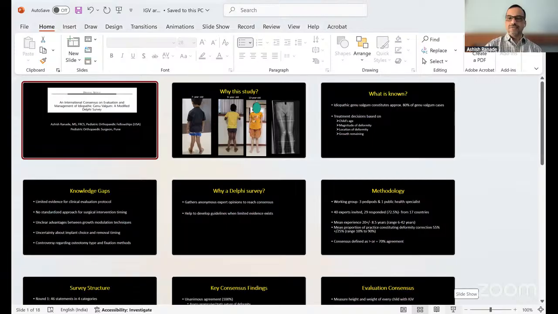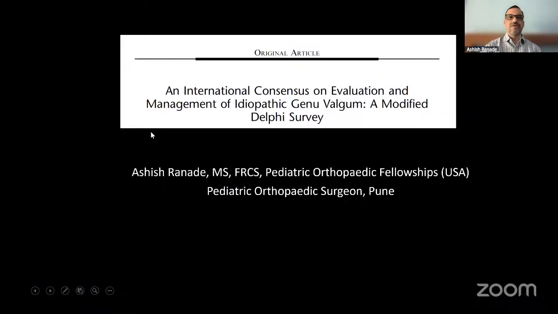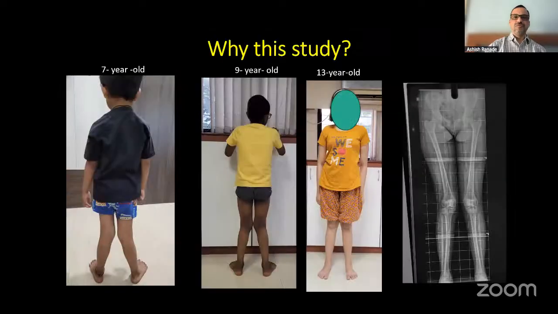Okay, thank you. Good morning, everyone. Briefly, I'll discuss this international consensus on management of idiopathic genu valgum. So why this study? This is the commonest scene, right? We see genu valgum in our clinic across the ages, and always, at least I am in a dilemma. What is the best way to treat across the ages?